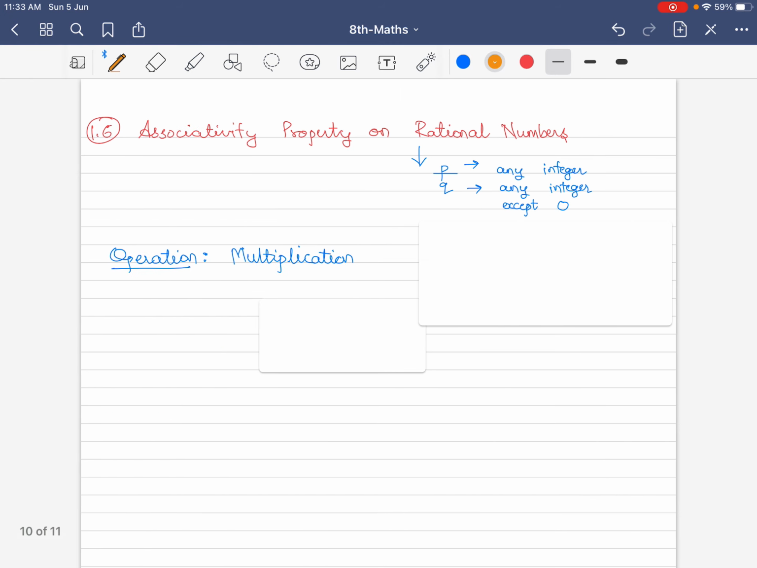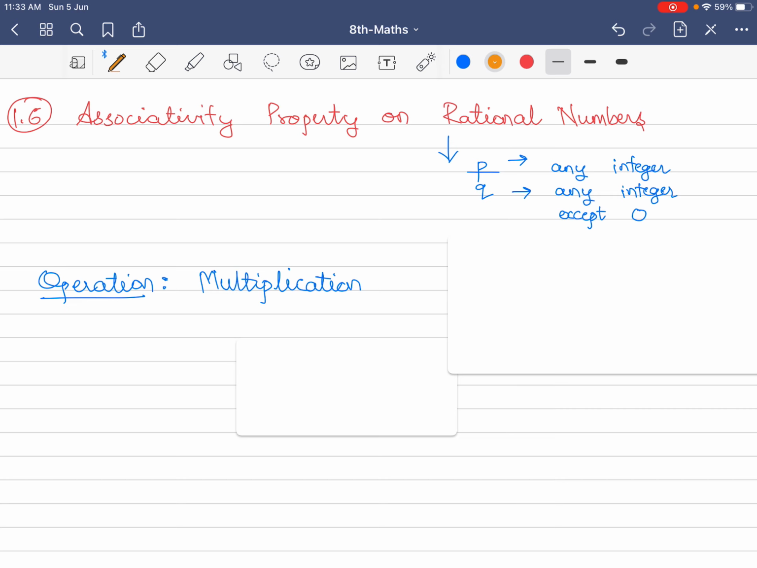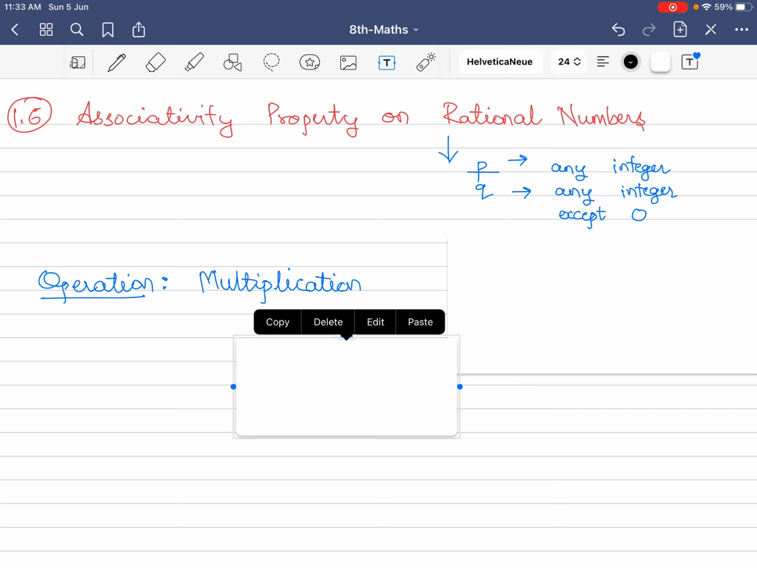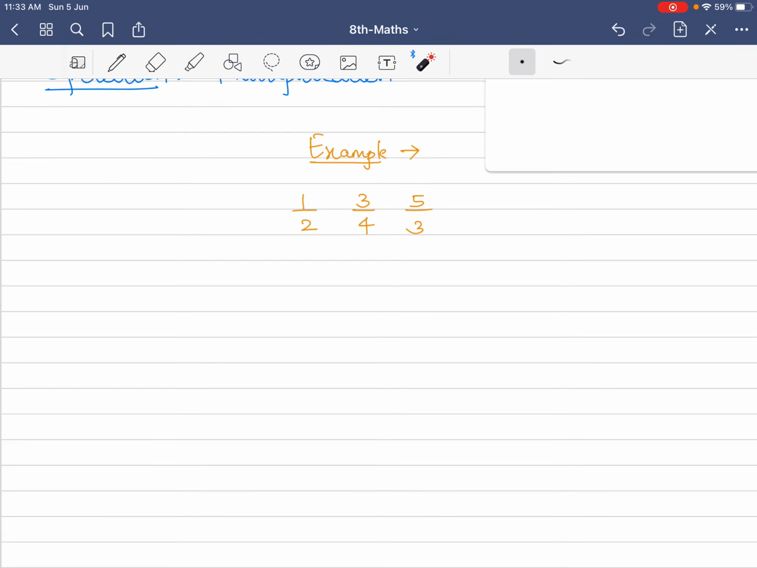Again, very similarly and very quickly, we go to the operation of multiplication. Again, for the rational numbers, I have noted down an example. Same three rational numbers, 1 by 2, 3 by 4, 5 by 3. Note that you can take any random rational number of the form p by q, and you can do this simple testing. I am going with these three rational numbers.